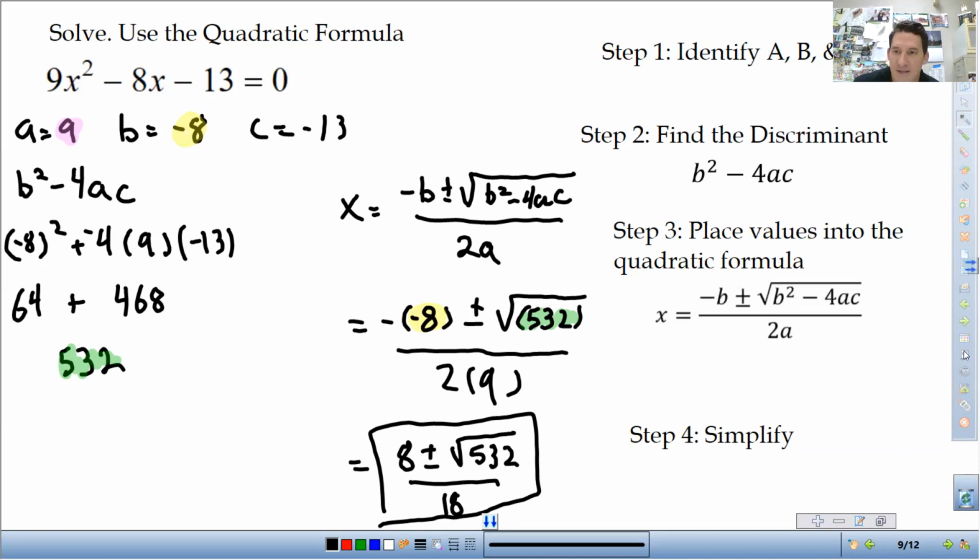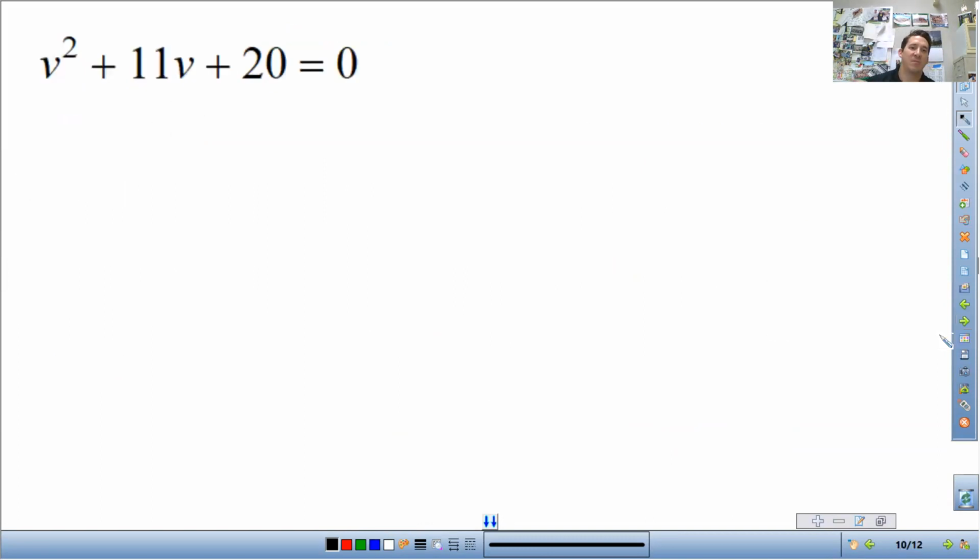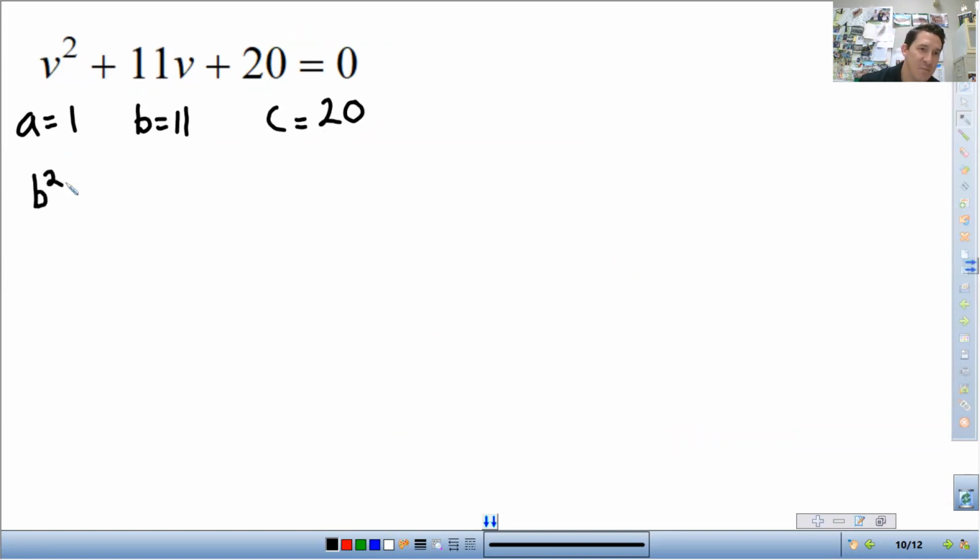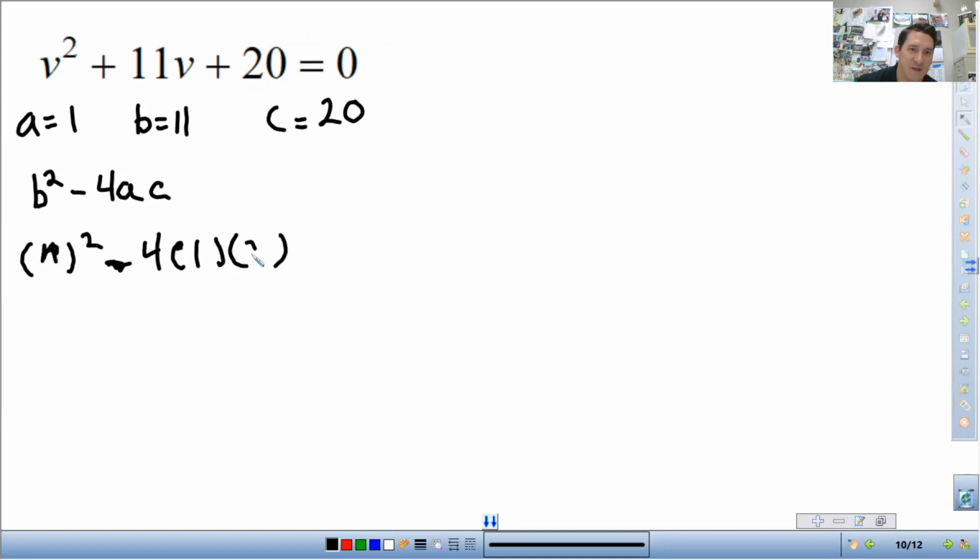All right. Let's do another example. B squared plus 11b plus 20. So first thing I'm going to do, identify A, B, and C. I'm going to plug in the A, B, and C into the discriminant. B squared minus 4AC. B is 11, A is 1, C is 20.